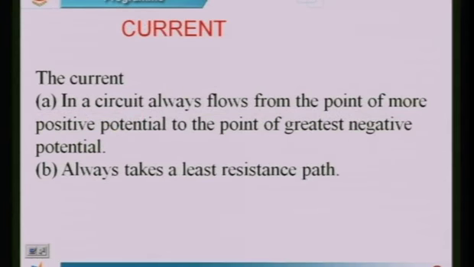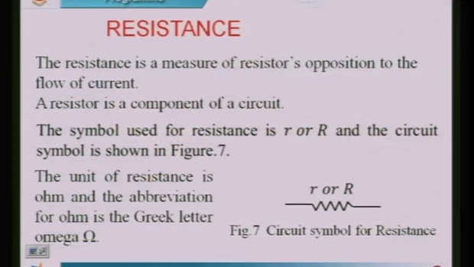What we can learn later, I will just give the characteristic of the current also. The current always flows from higher potential to lower potential, and at the same time current always takes the least resistance path, that we will see at a later stage. Resistance is the opposition to flow of current, and resistor is a component of a circuit.